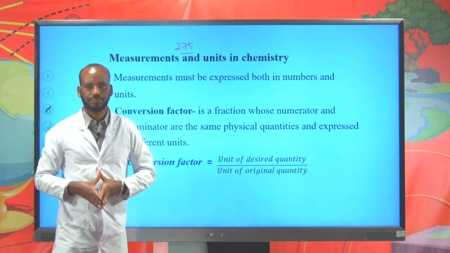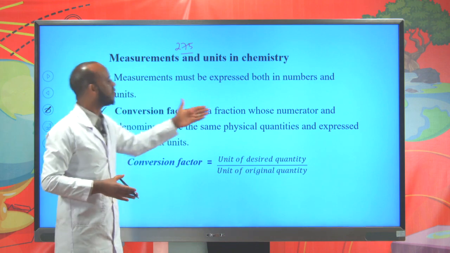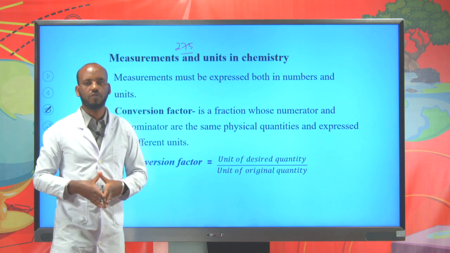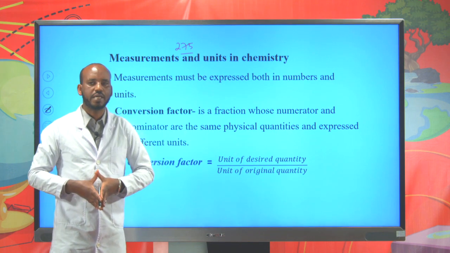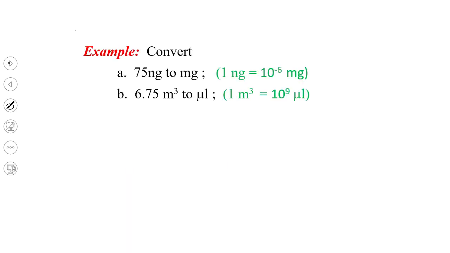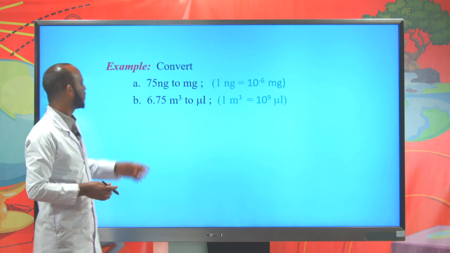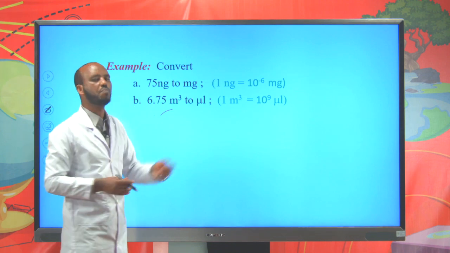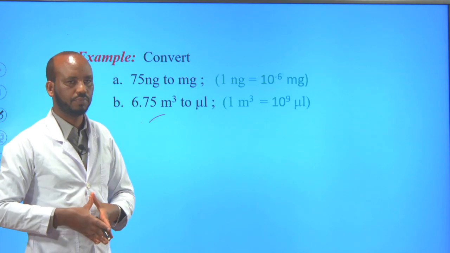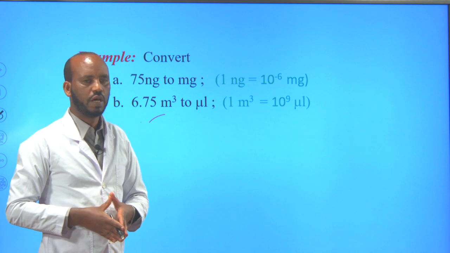Conversion factor. A conversion factor is a fraction whose numerator and denominator are the same physical quantity expressed in different units. Conversion factor equals the unit of the desired quantity divided by the unit of the original quantity. For example, convert 75 nanogram to milligram. You are asked to convert 75 nanogram to milligram. What do you do? Good.